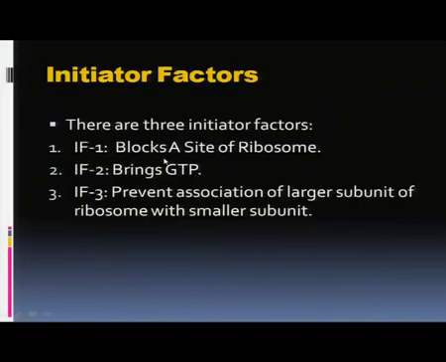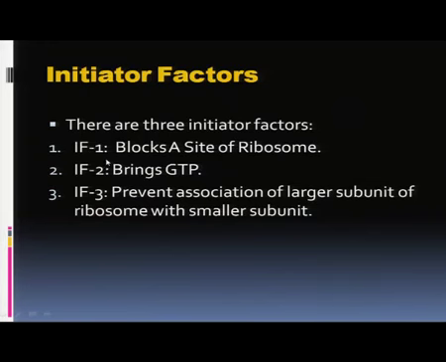Initiation factor 1 blocks the A site of the ribosome. As we learned, the ribosome has 3 sites: A site, P site and E site. The A site is blocked by IF1 during the initiation of protein synthesis. The second one is IF2, that is initiation factor 2, which brings a GTP molecule as an energy source. And the third one is initiation factor 3, which prevents association of the larger subunit of the ribosome with the smaller subunit.